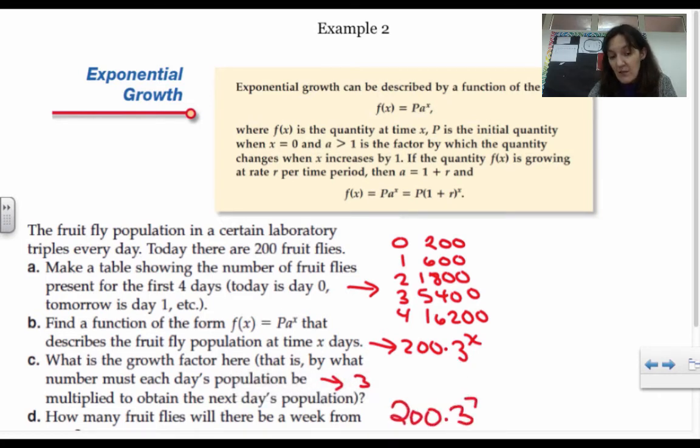To find the next 7 days, a week from now, which got cut off, I apologize, it's 200 times 3 to the 7th, which equals 437,000 fruit flies. That's a lot of fruit flies. Let's hope some of them die.